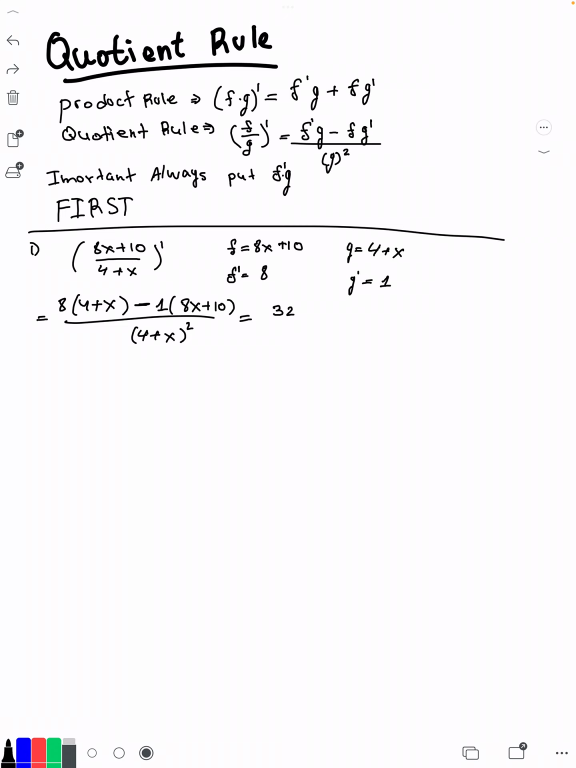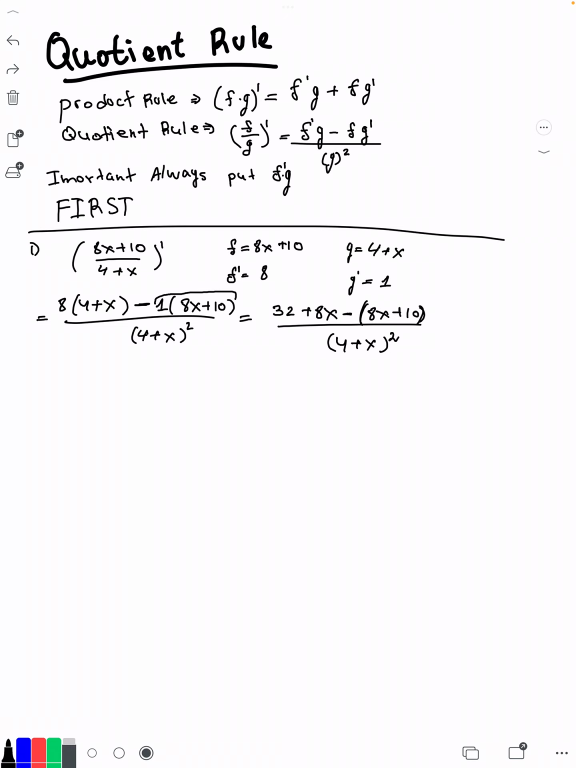Now we're gonna open it. We're gonna have 32 plus 8x minus. We're gonna keep the minus, we're gonna open parentheses and solve this part. So we're gonna have 8x plus 10. And now divide by 4 plus x to the power of 2. The reason why I did that is because I don't want to make a mistake with the pluses and the minuses. So I'm just gonna keep the minus here.